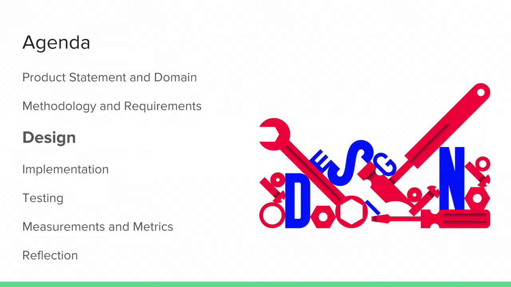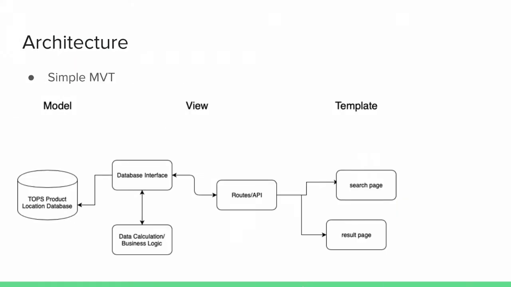So now we're going to get into the design of our product. Okay, so architecture-wise, it's a simple model view template. We have a database, we have routes. There isn't really a whole lot to it. Pretty much everything just interacts as stated on the diagram.